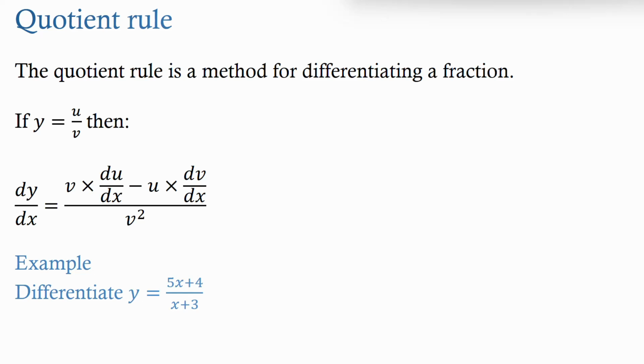all over v squared. Now, it is important with the quotient rule that you do use it in the correct order. V comes first, then u. The reason for that is because of the minus there. If you swapped it, it would not be the same. So it is very important that you have v first minus u.